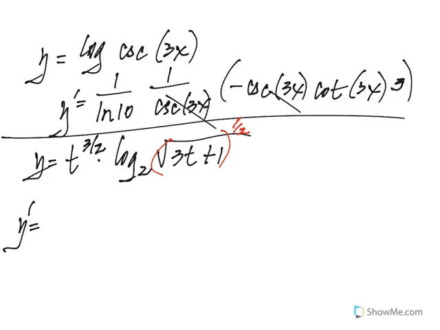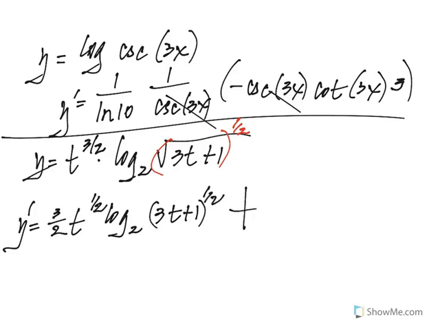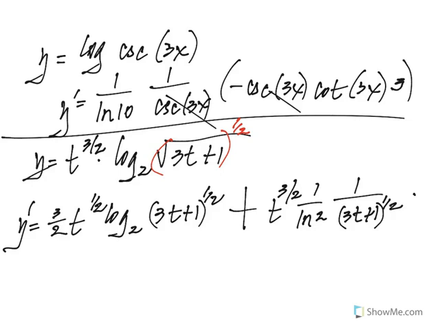My y prime then is going to be equal to, again, it's the product rule. This is 3/2 t to the 1/2 times the second as is. It's log base 2 of (3t plus 1) to the 1/2 power. I then want to add that to the first underived, times the derivative of the second. It's going to be 1 over ln 2 times 1 over (3t plus 1) to the 1/2 power.